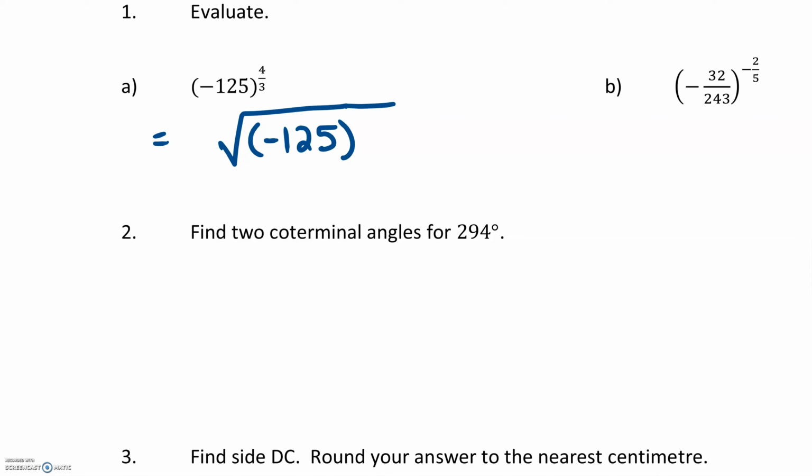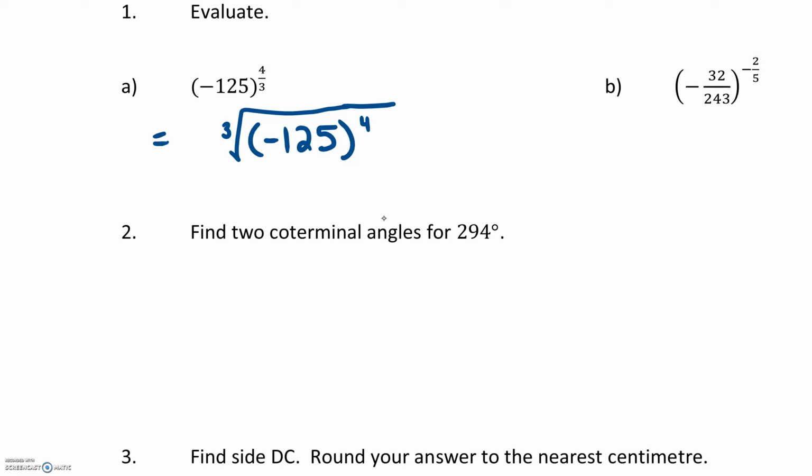Now the next part I found interesting was that a lot of you guys were putting the 3 in the wrong spot. That number goes inside the root, so it's the third root of negative 125 to the power of 4. So it is extremely important for you to know where things go, otherwise it's going to be wrong. If you switch those two numbers, you're going to get a very different answer.